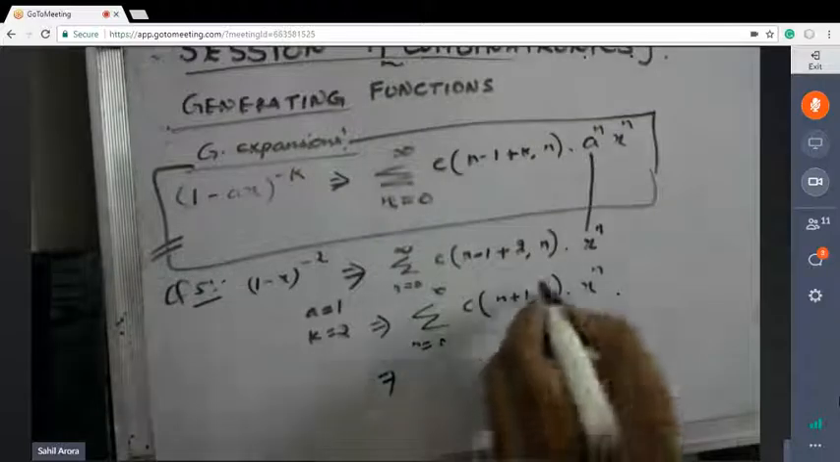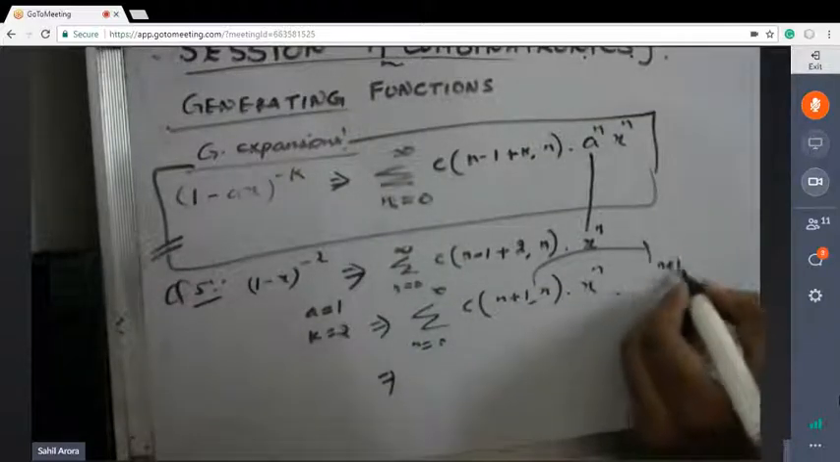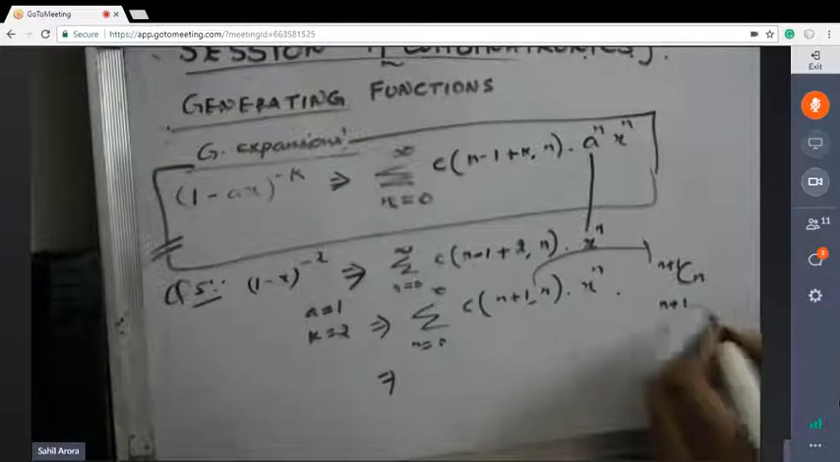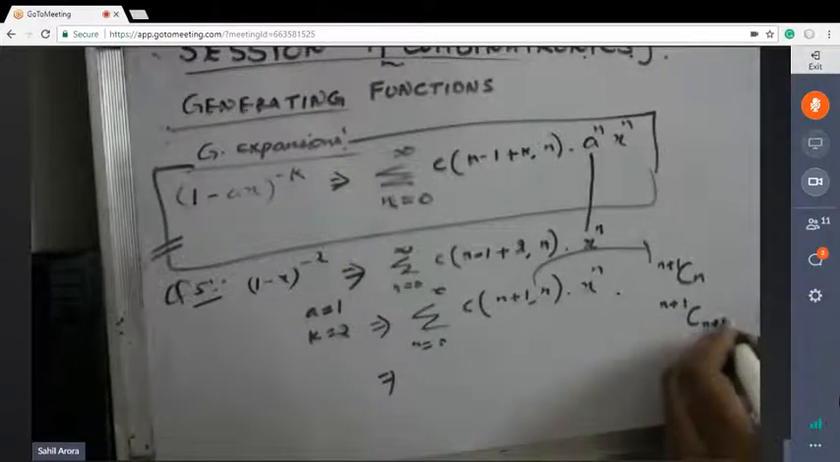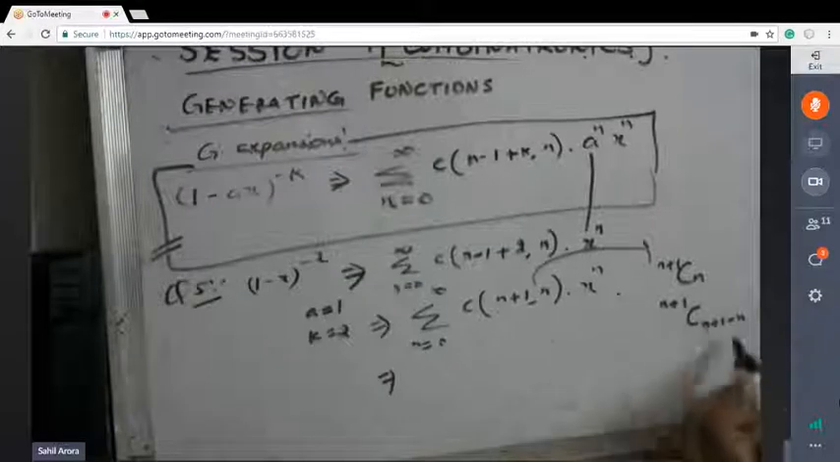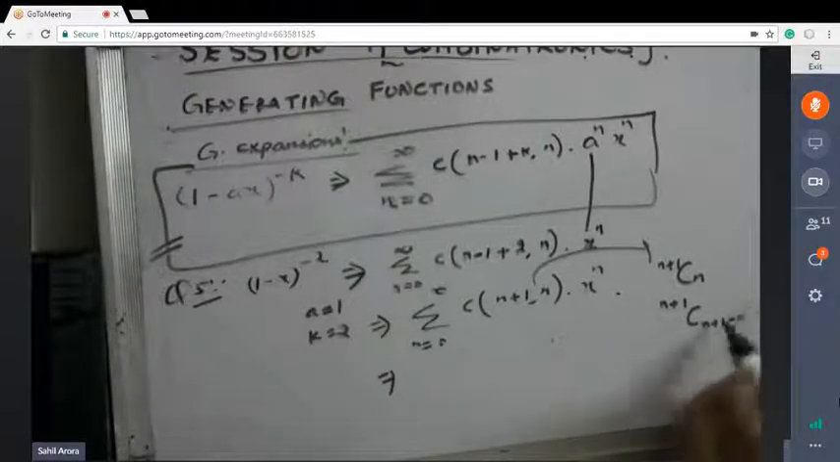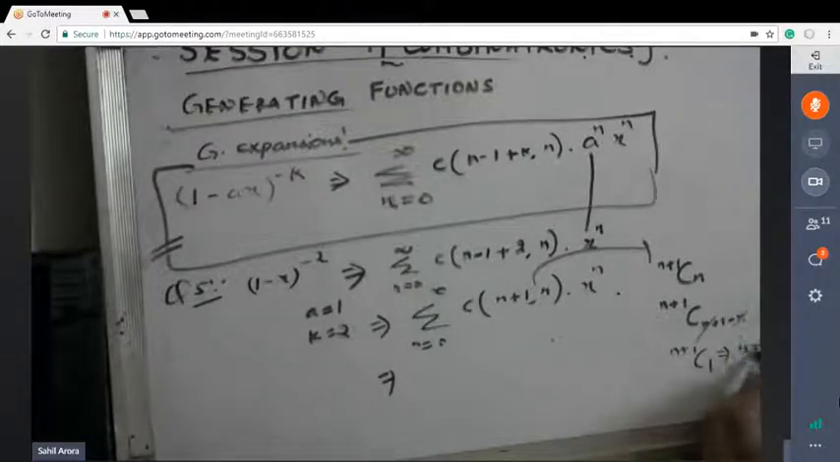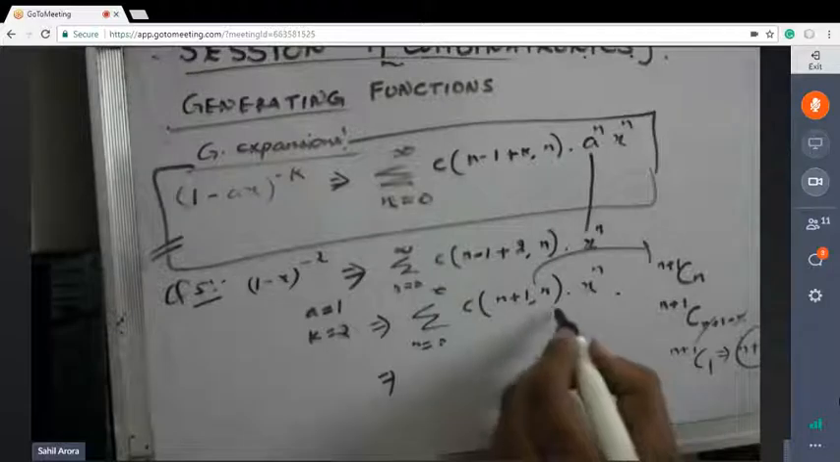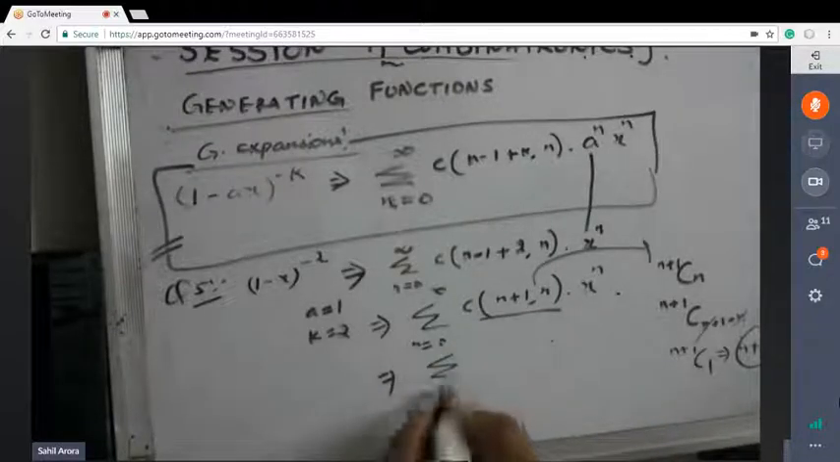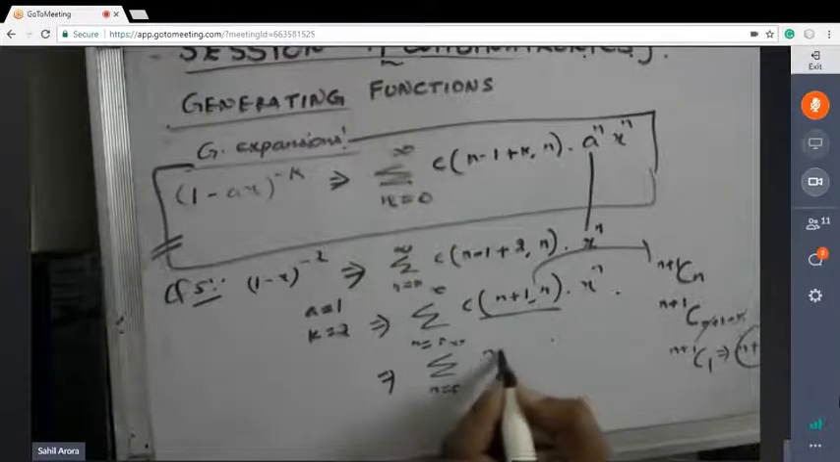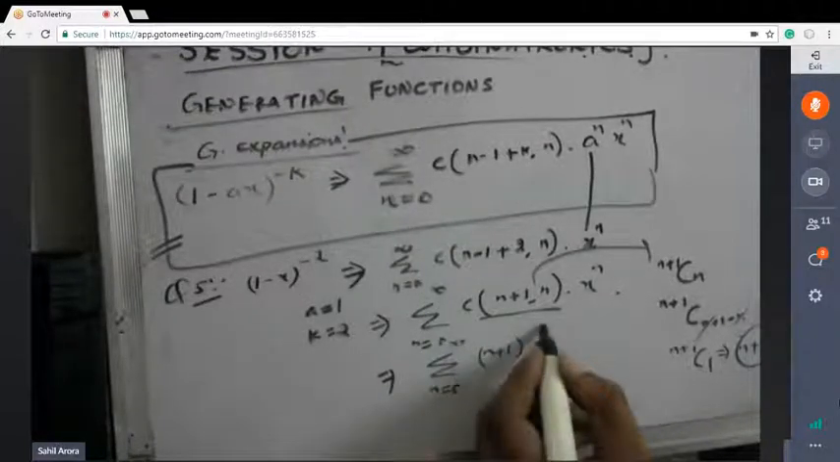Now let's solve this. It is nothing but C(n plus 1, n). What is this funda? This is the same as saying C(n plus 1, n plus 1 minus n), because nCr is equal to nC(n minus r). The n cancels, it becomes C(n plus 1, 1). And nC1 is equal to n, so this whole thing is nothing but n plus 1. So we can write the summation from n equal to 0 to infinity (n plus 1) x^n.